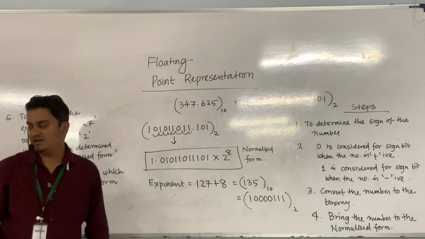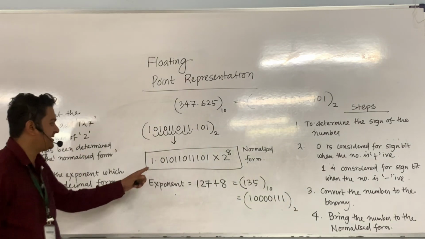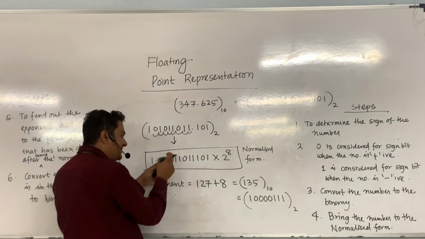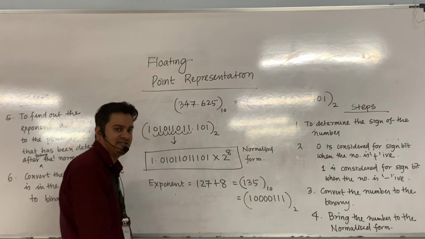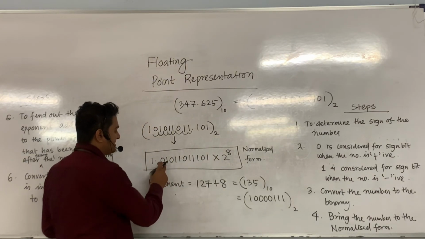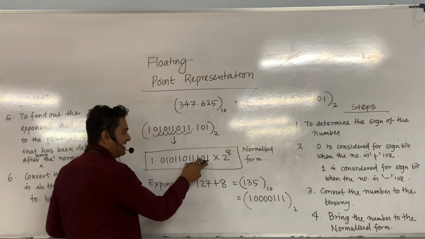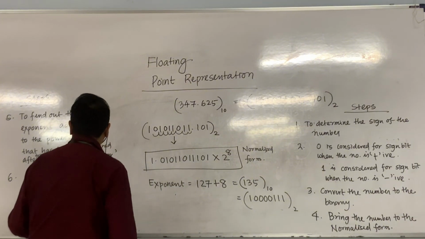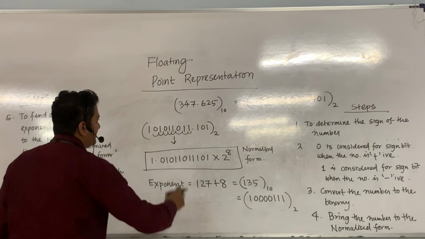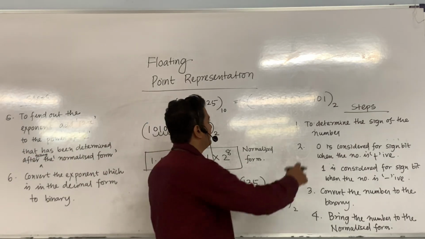Now my dear students, this particular value after the decimal is called the mantissa. These numbers after the decimal are called the mantissa. So let me write the seventh step. This space is not enough, so let me write the seventh step here.